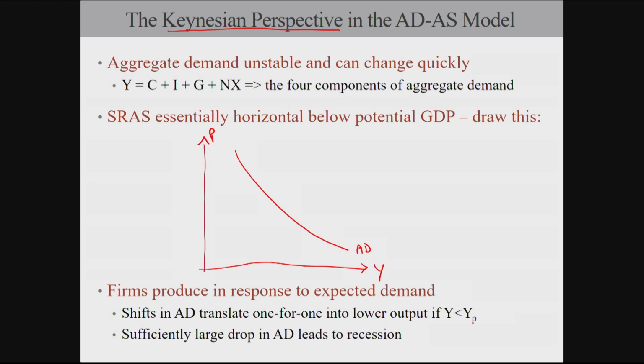In the Keynesian perspective, due to sticky prices and sticky wages, the aggregate demand curve is essentially horizontal below a potential GDP point. So this could look as follows. Short run aggregate supply curve in the short run. Shifts in aggregate demand, at this potential output level, translate 1-for-1 into lower output. And if the drop in aggregate demand is sufficiently large, that can lead to a recession.